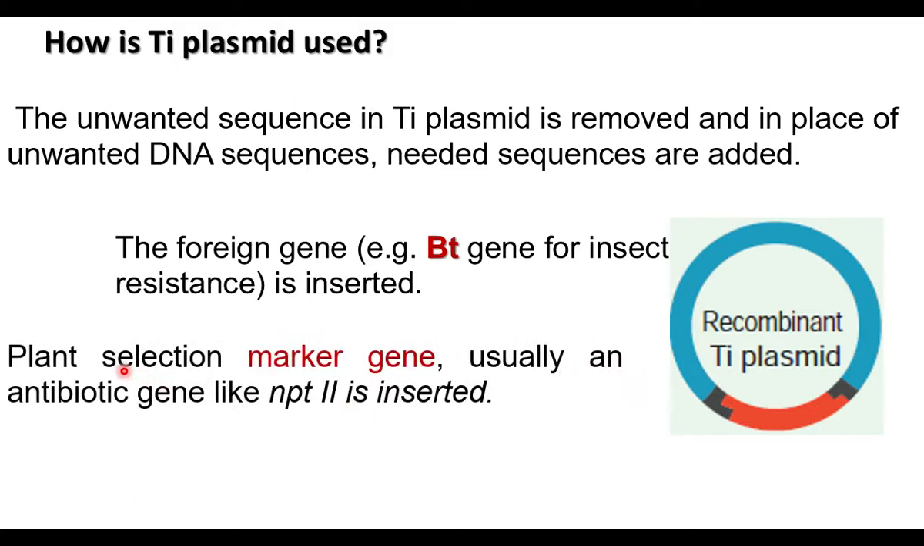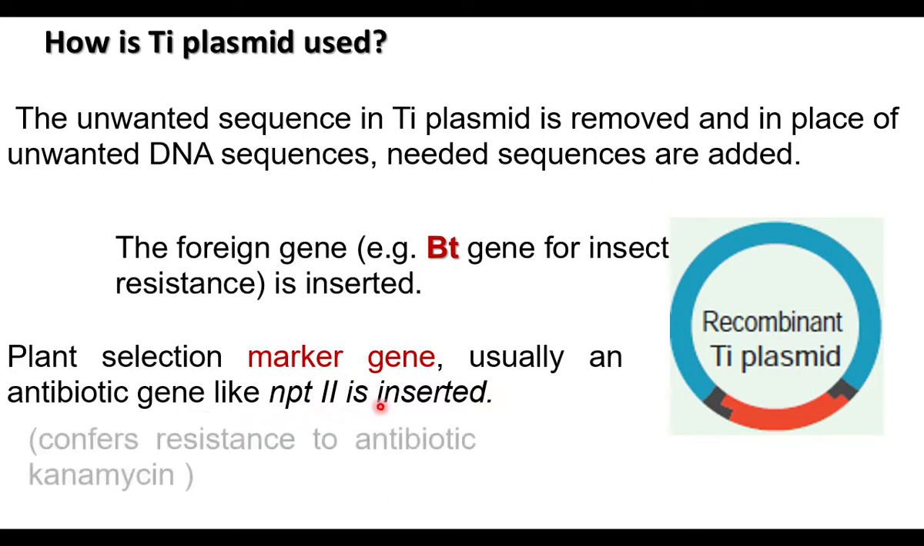Then a plant selection marker gene, usually an antibiotic gene like NPT2, is inserted. The antibiotic gene provides resistance to the antibiotic kanamycin. The uses of the marker gene we will discuss in the next video. So after the insertion of needed sequences, it is called a recombinant Ti plasmid.